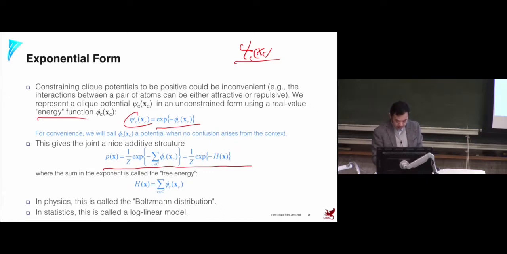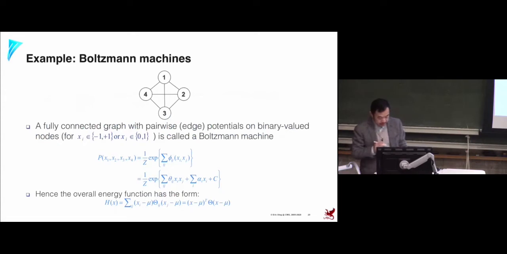Okay, and this sum is known as the free energy. Okay, you can see it's getting very close to the physics literature. Indeed, it was invented by a physicist. It's called the Boltzmann distribution. Okay. In statistics, it's called log linear models. Okay, because you take a logarithm on both sides, it becomes a linear combination of all the potentials. Okay, so now let's take an example. Here is an example of the Boltzmann machine.